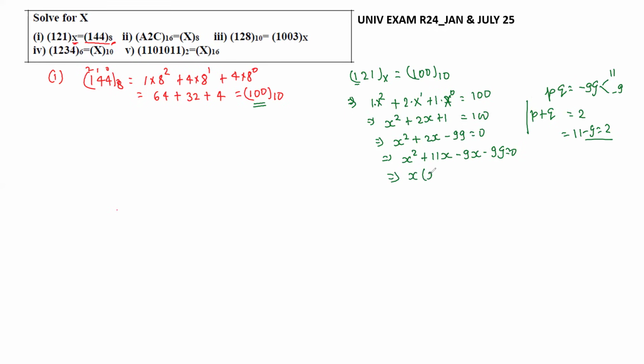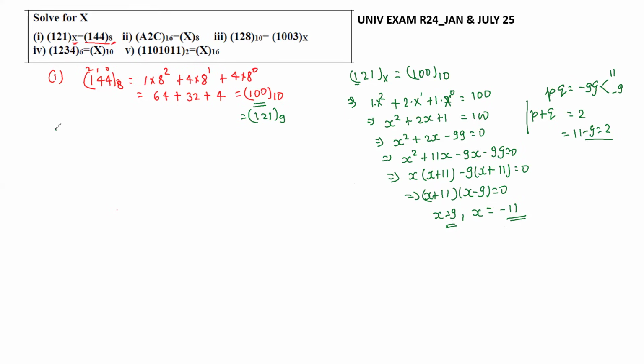Now common is x, so x plus 11 minus 9, again x plus 11 will get here 0. So finally this is x plus 11 into x minus 9 equal to 0. So from here x equal to 9 and x equal to minus 11. A negative number will not be a radix, right? So x equal to 9. So what is this value x here? 9. So this is equivalent to 121. Radix is 9. Okay, this is the standard way to find the unknown radix. This quadratic you have to go through this.